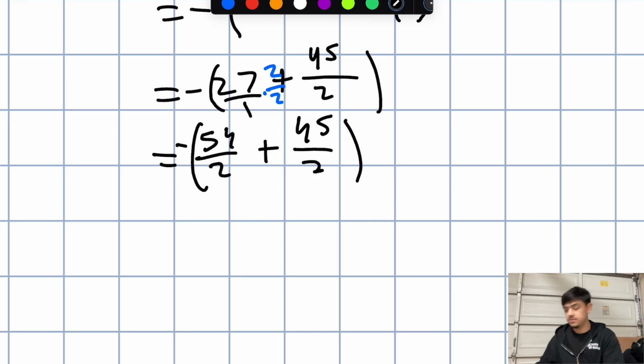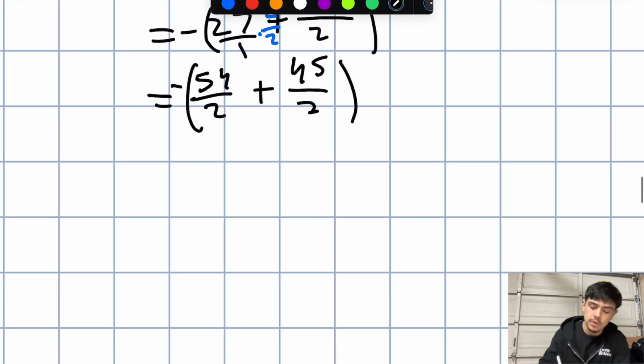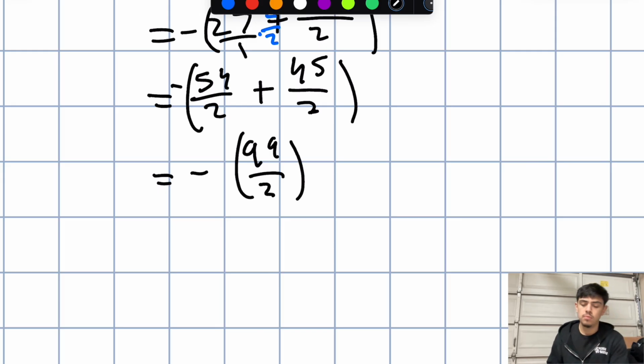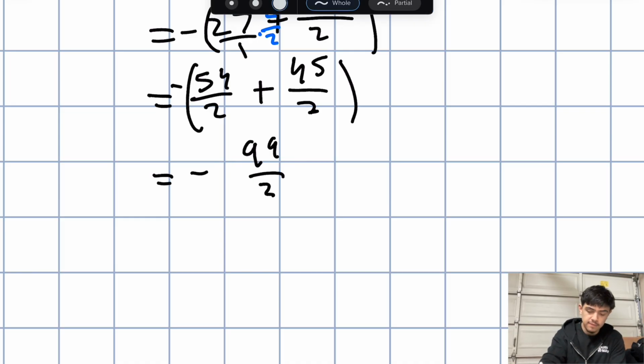And 45 plus 54, I can probably figure that out in my head, but let's just make sure we don't mess up. 54 plus 45 is 99. So now we have this negative in the front. We have a 99 over 2. Simple. Boom. We can go ahead and just drop the parentheses since it's just one number. So now we have a negative. Our answer is negative 99 over 2. That's it for that problem.